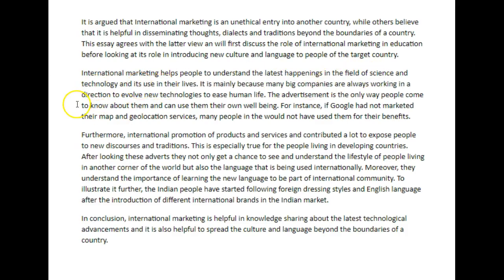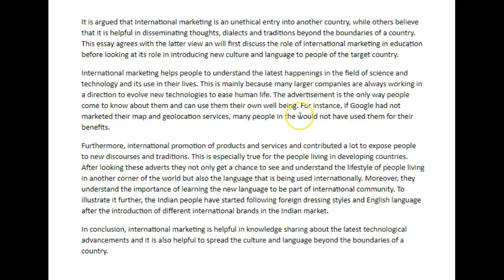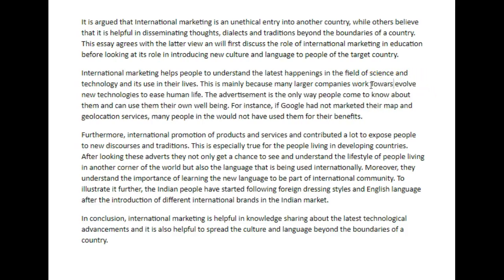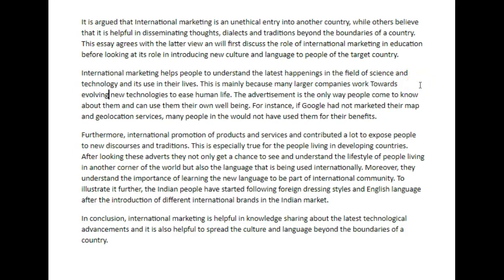The field of science and technology. If you're going to refer to science and technology as one field, then it's a singular. Don't use big. Big is informal. Use large or larger. Don't generalize either. Let's see if we can just reduce some of these words. Larger companies work towards evolving new technologies to ease human life.